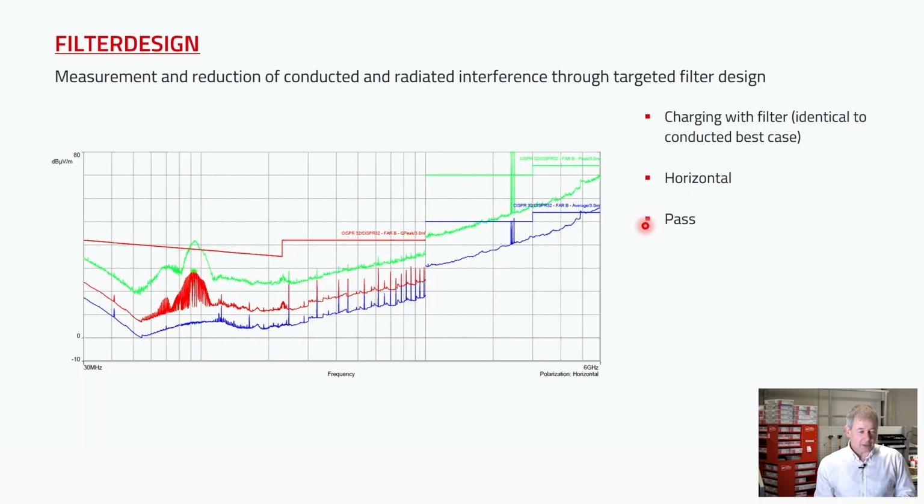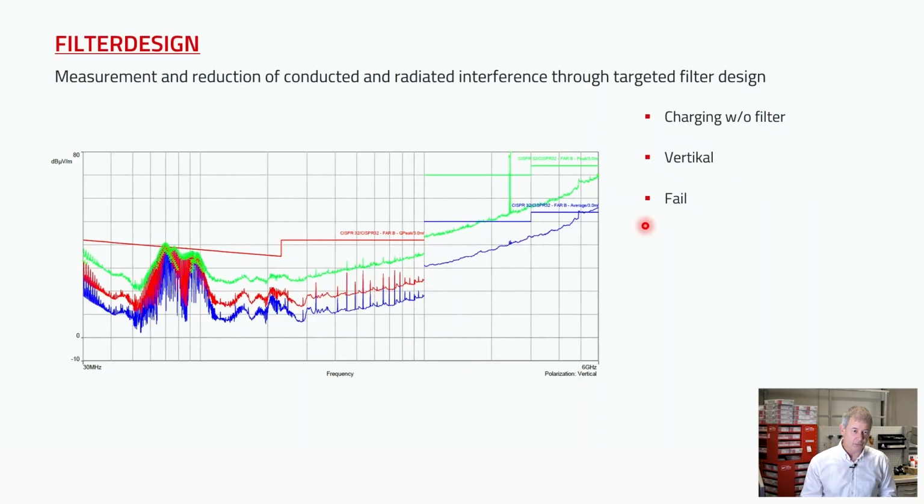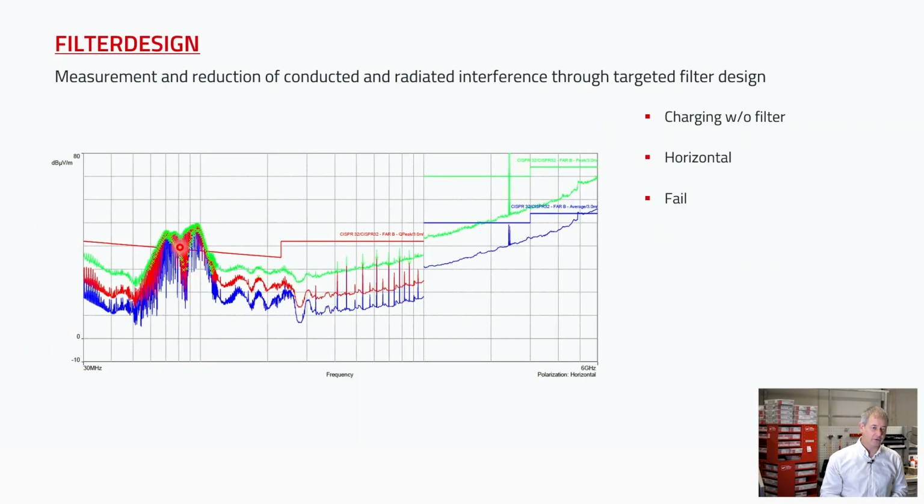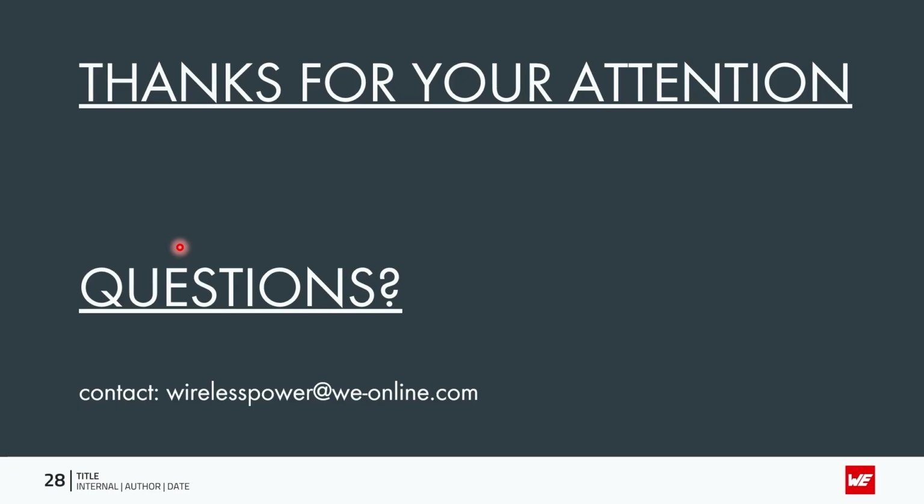What I can show you now is what would happen if you don't filter the system. Then you get these results. For vertical antenna, you are close or too close to the limit. And if you measure in horizontal direction, you're above the limits. This is a completely clear fail. You can't reach a CE mark for your device without any filtering. Thank you for your attention.